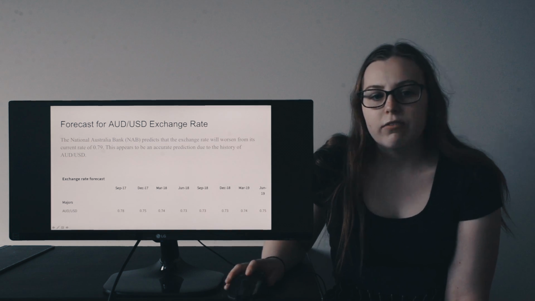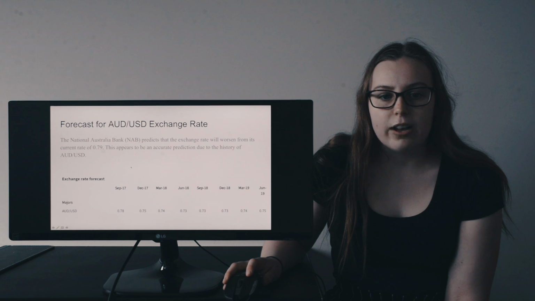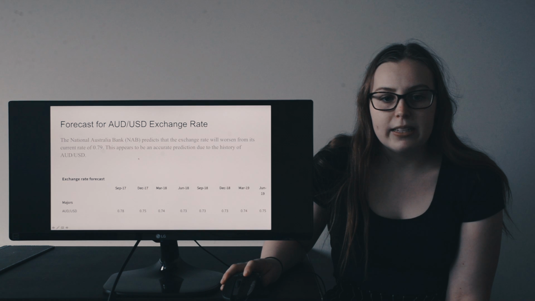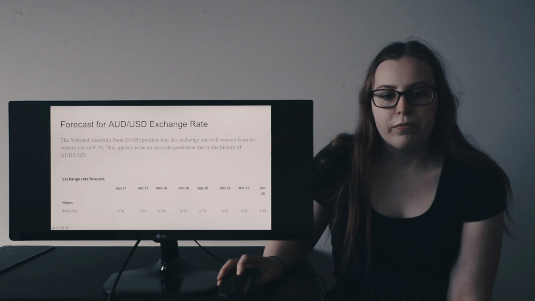This is a forecast for the Australian dollar and US dollar exchange rate. The National Australian Bank predicts that the exchange rate will worsen from its current rate of 0.9%. This makes sense given that the inflation and economic growth is slow.